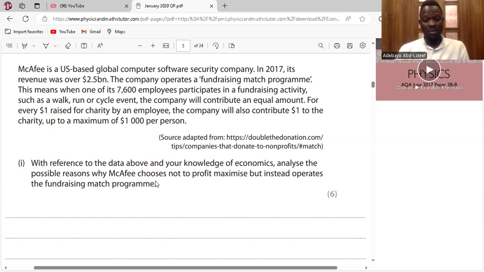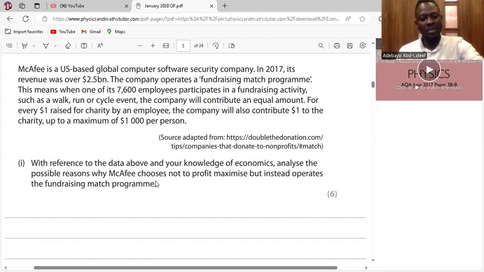So McAfee might choose fundraising activity instead of profit maximization for the following reasons. One, McAfee might have switched its objective from profit maximization to social responsibility, fundraising for charity.